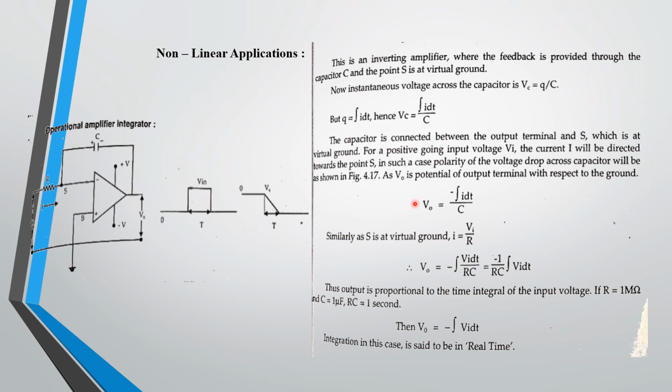Now this one is an inverting configuration. So we can get the last expression, that is, VO equal to minus 1 upon RC integral of VI with respect to t. But what if R is equal to 1 megaohm and C is equal to 1 microfarad? Then this is called a real time integral. VO is equal to minus integral of VI with respect to time.